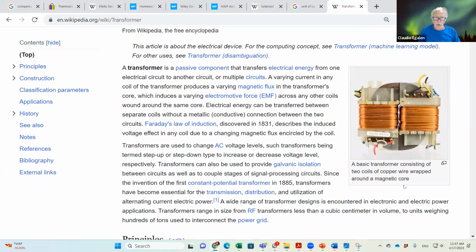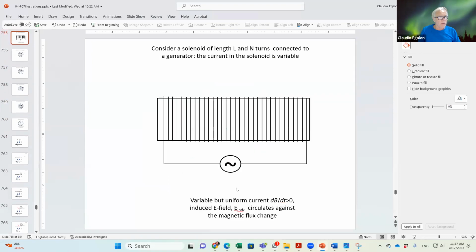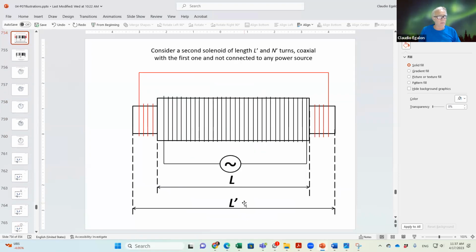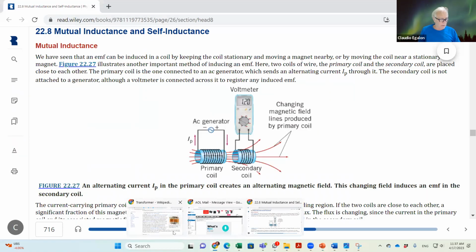Basic transformer with two coils of copper wire wrapped around the magnetic core. Okay, so here you go. Here's a solenoid and here's another solenoid. Okay, that's what we have. You can either do what I showed you before, something like that, or you can do better than that. This is a transformer, like I told you. Or you can do something better than that.